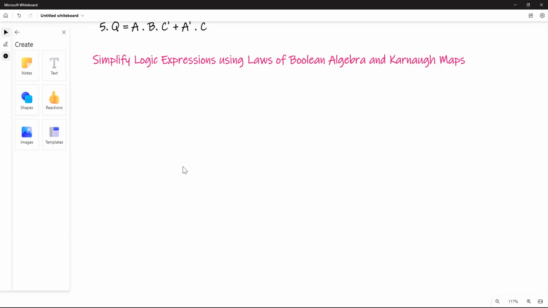We can save a lot of gates. The cost can be reduced. Right. So when we design logic gates, we can simplify this using some laws. In mathematics also, sometimes when you have an expression, you learn how to simplify it.